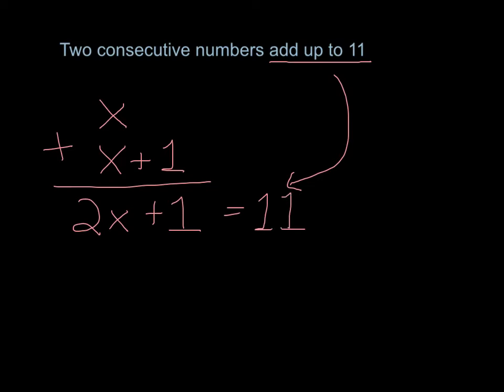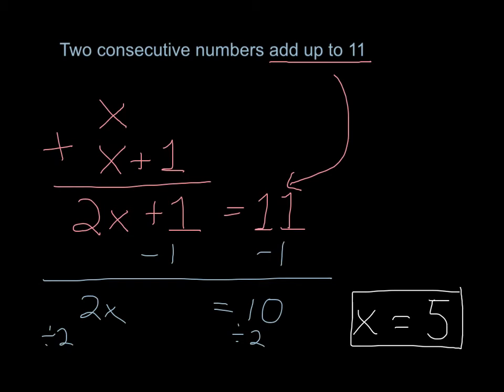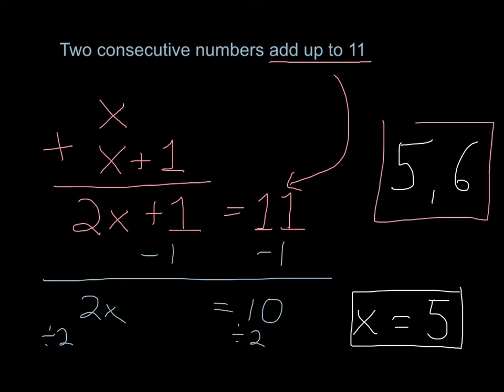Well, I can solve that. I'll subtract 1 from each side. 2x equals 10. Divide both sides by 2. And I end up with x equals 5. But that doesn't answer the problem. That only gives me the first one. So to say what 2 consecutive numbers add up to 11, I have to say 5 and 6. That is the answer to the question.